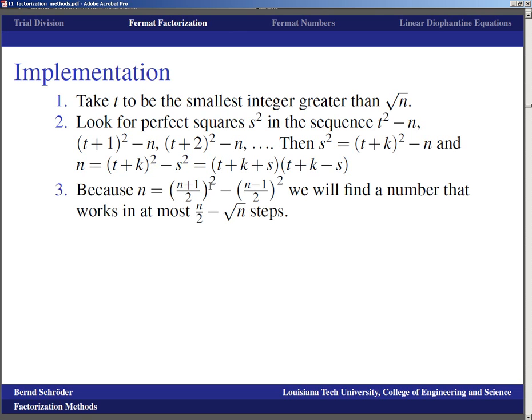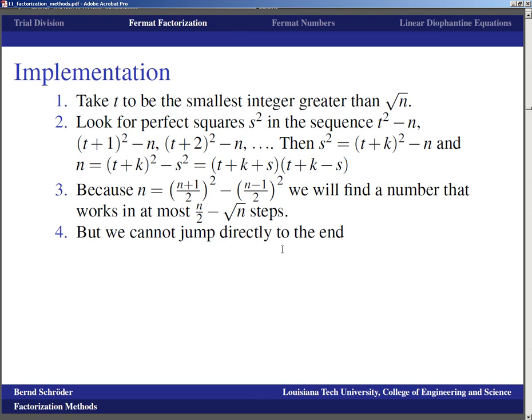And because n is ((n plus 1) over 2) squared minus ((n minus 1) over 2) squared, we will ultimately find a number, and we will find that number in at most n halves minus square root of n steps, because that's how long it takes to go from square root of n to (n plus 1) divided by 2. Not quite sure about the number of steps here right now, but it ought to work out. It is at least a linear number of steps, and that is really all that counts, is capital O of n.